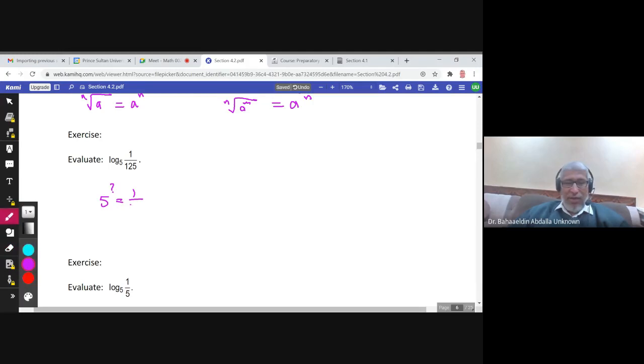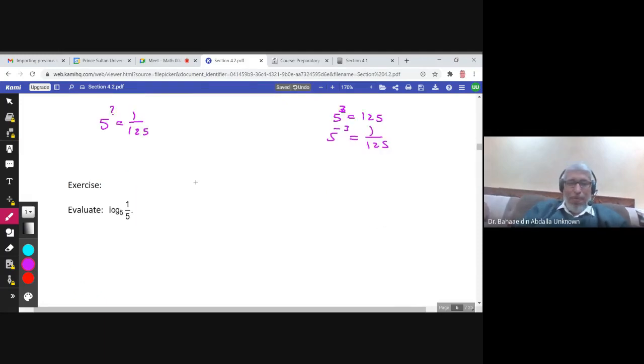If you have a calculator, you know that 5 to the power 3 is 5 times 5 times 5, and this is 125. If you raise 5 to the power 3, you have 125. So 5 to the power negative 3 would be 1 over 125. So this would be negative 3.